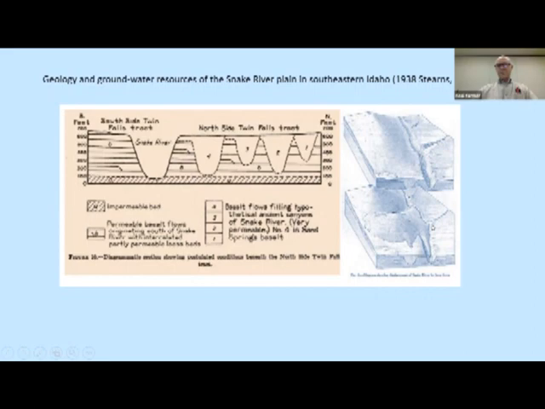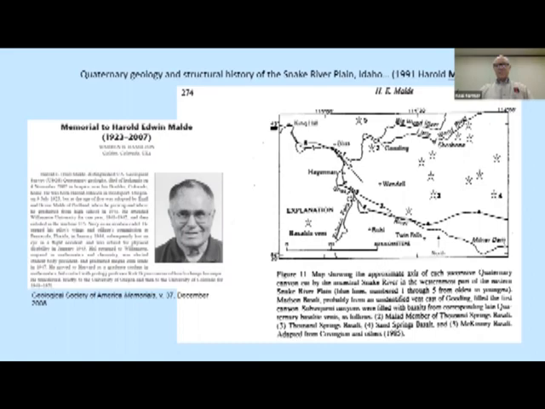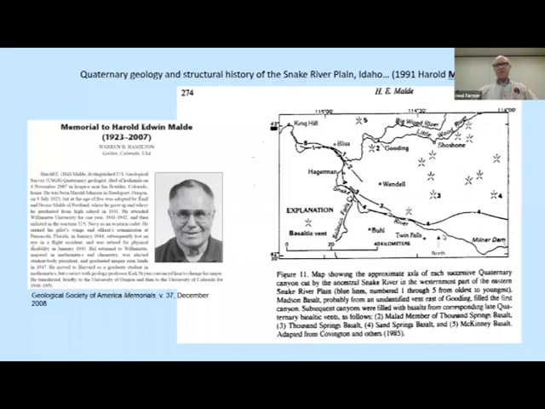Harold Malde came in and was, in my opinion, a heavy hitter in defining these paleo channels and canyons, and started mapping them out. Stearns identified the processes and some of the locations, and Malde started mapping those out and the sequence of which. So in one of his publications, he has canyon number 1, 2, 3, 4, 5, and maps those out.